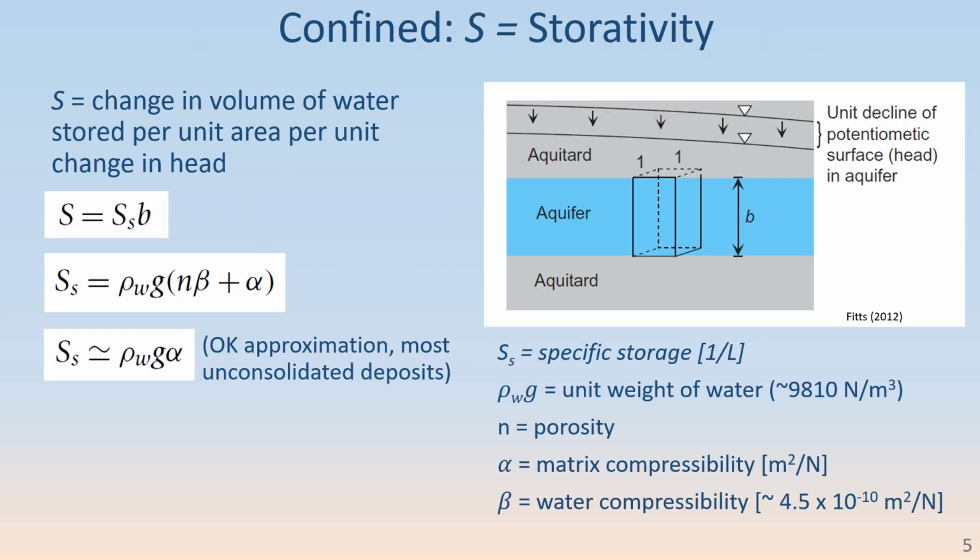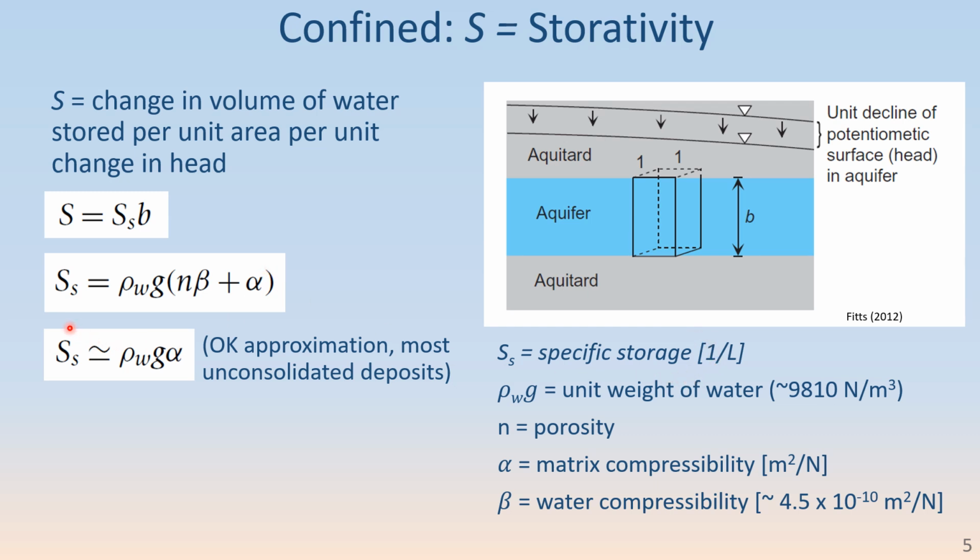The storage parameter in a confined domain is the storativity, and in words, it's this. It's the change in the volume of water stored in this prism per unit area, per unit change in head, and it's dimensionless. The storativity is equal to a material property called the specific storage, S sub S, times the saturated thickness. And S sub S does have dimensions of 1 over length.